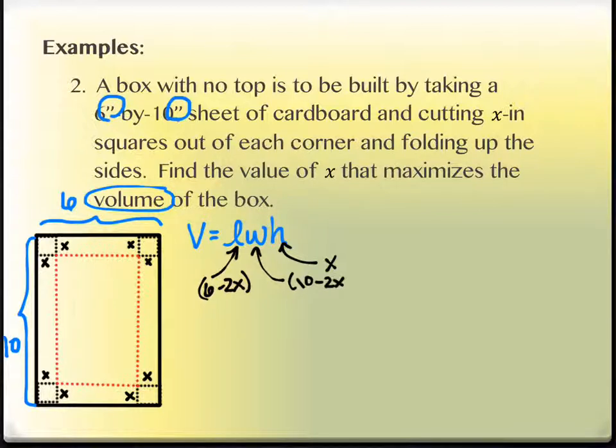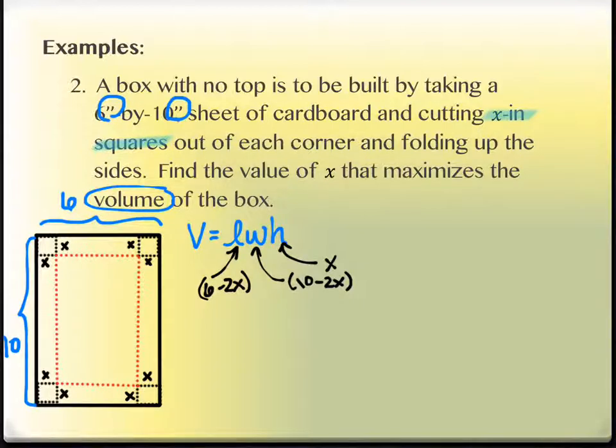Why do you have the x's where they are? It told me in the description that I'm going to cut x-inch squares out of each corner. So each of these corners, the length and the width of that square is x. I don't know what it is yet. That's what I'm going to try and find out, actually. It does have a numerical value, but it is represented right now by the letter x. Now, tell me why in the world I have 6 minus 2x and 10 minus 2x. Those are the right values, but where did they come from?